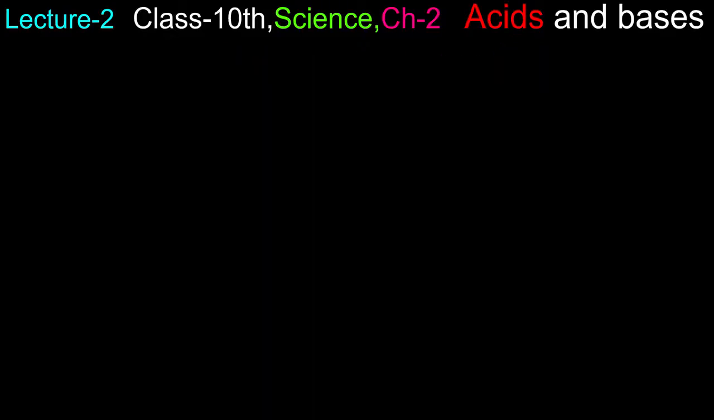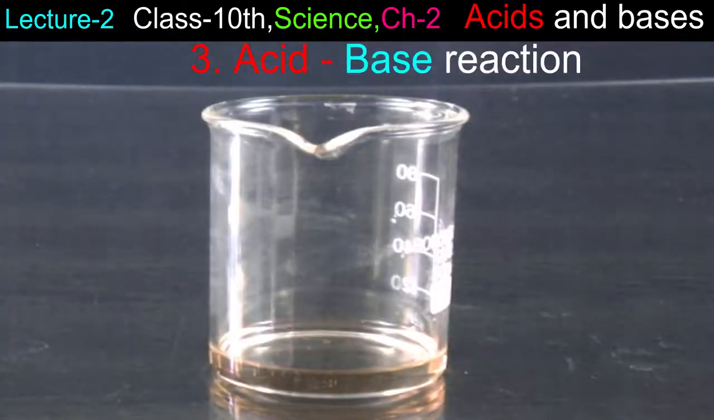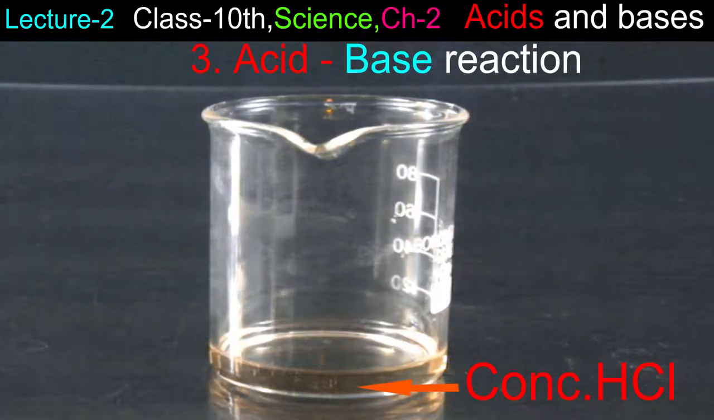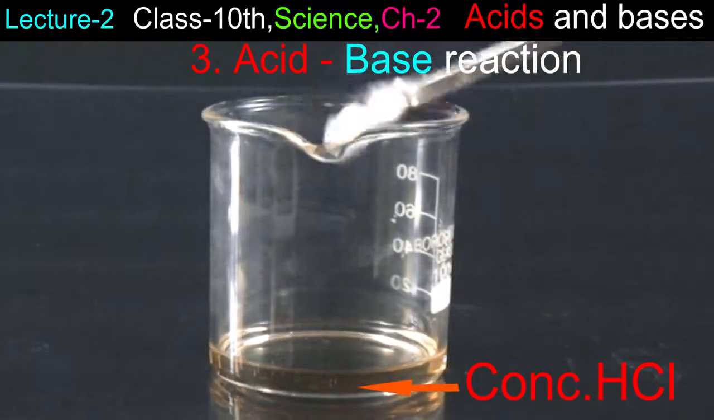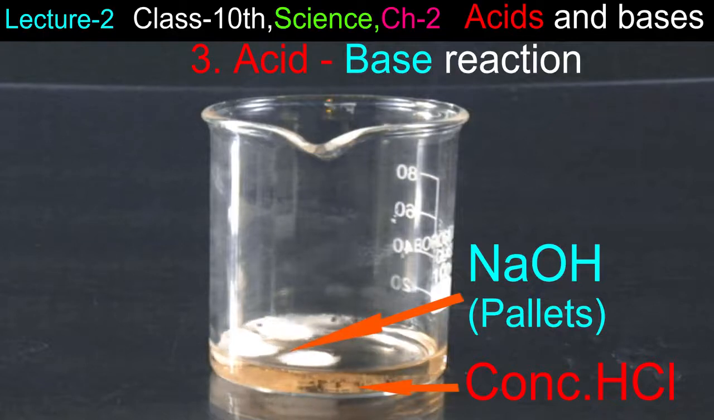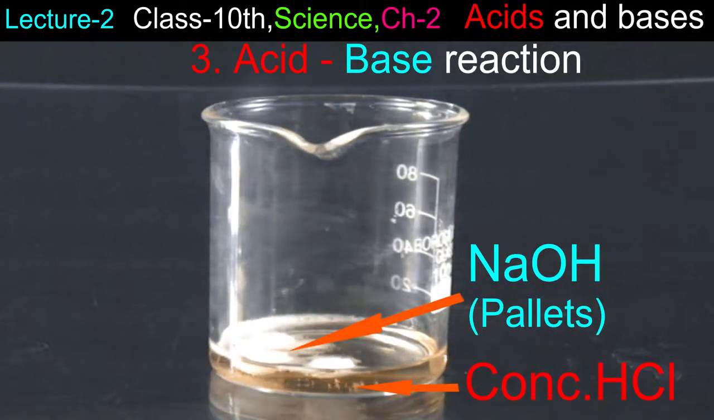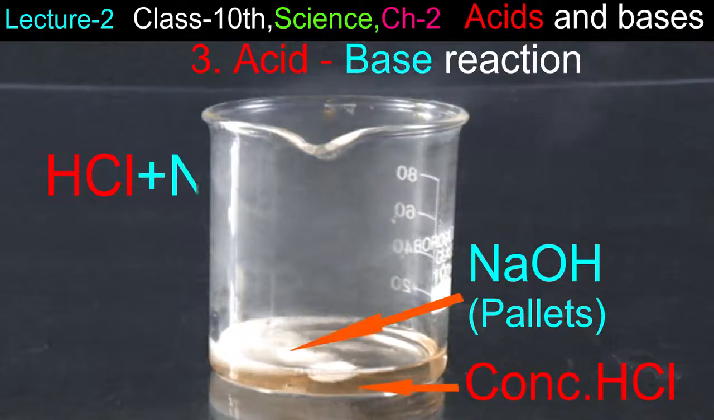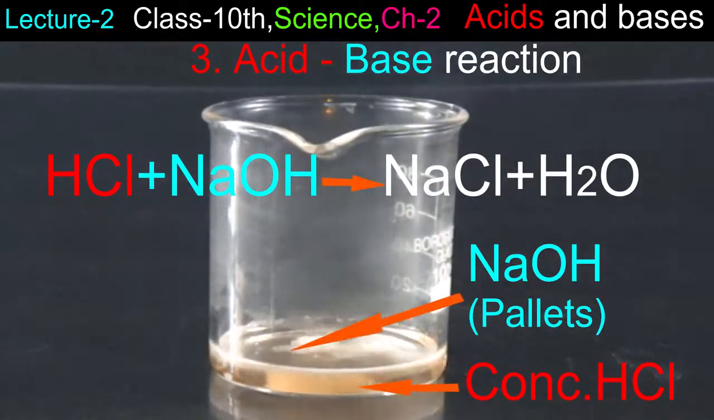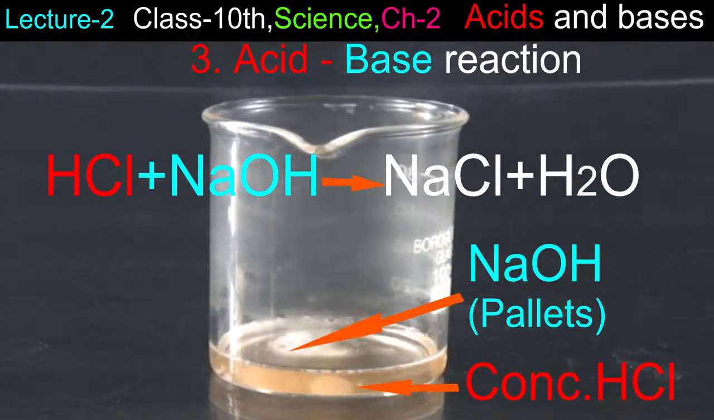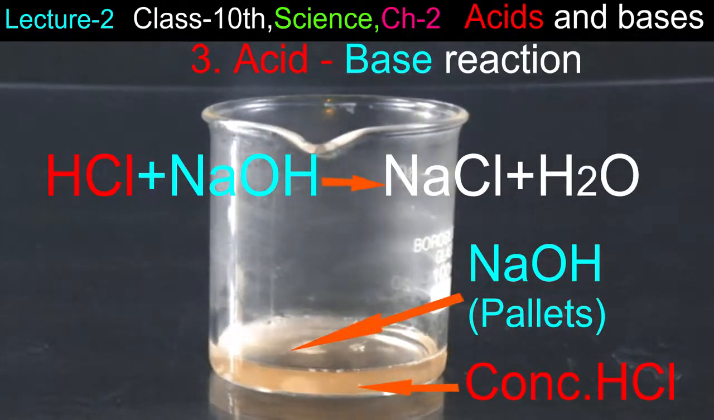At number 3, I mix HCl, an acid, and NaOH, which is a base. The reaction you can see is quite vigorous. I have put sodium hydroxide pellets into concentrated HCl. This reaction is highly exothermic. It can be written as HCl plus NaOH produce NaCl plus H2O. It means an acid and base reaction produce salt and water.